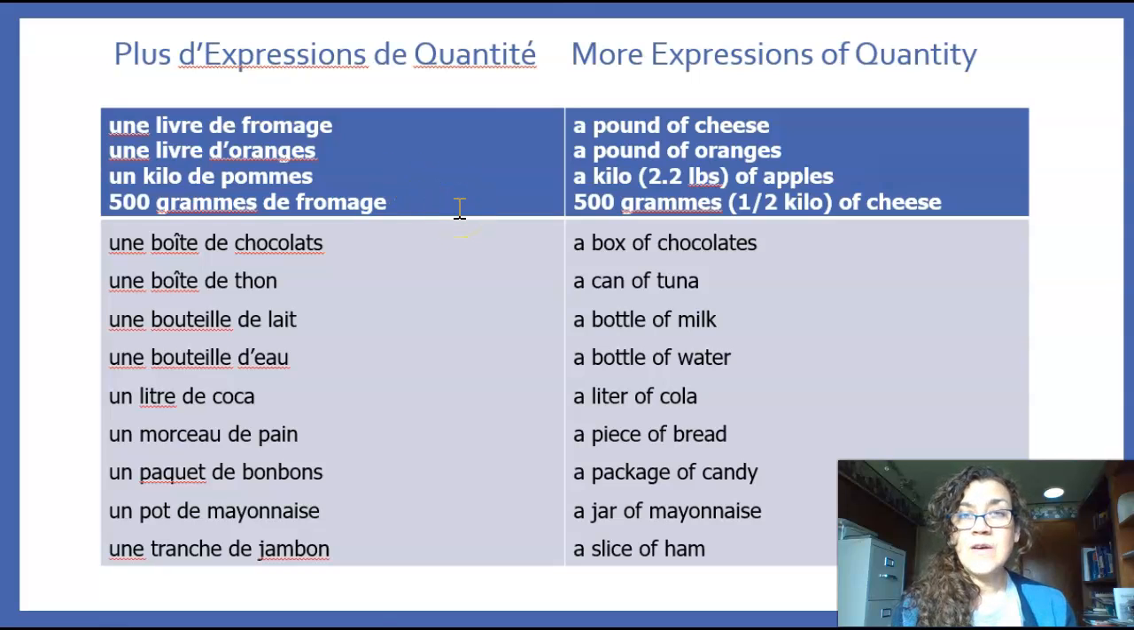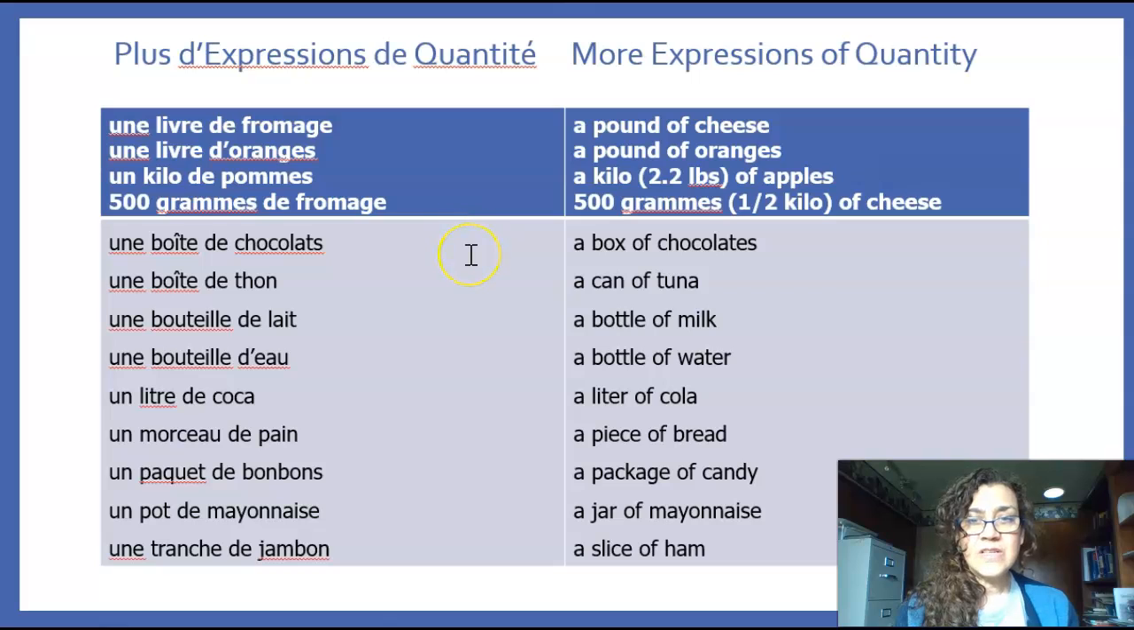Okay, 500 grams. Well, a kilo is 1,000 grams, so 500 grams is half a kilo. Okay, so 500 grams of cheese, in other words, half a kilo of cheese. That would be a little bit more than a pound for us. 500 grammes de fromage.